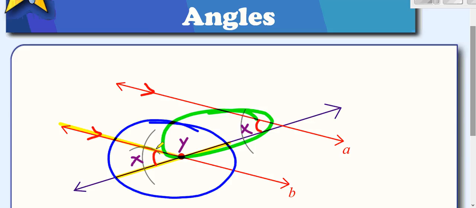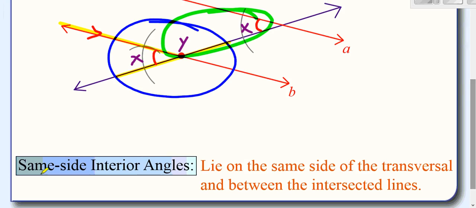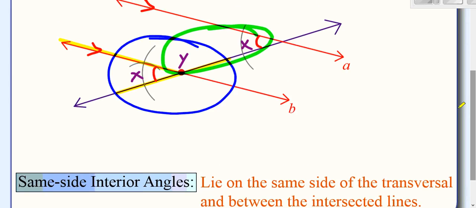So what that means is that we also know that x plus y equals 180. And that's one of the things with parallel lines. You get tons of angle relationships. One of them being this right here. And those are called same side interior angles. They lie on the same side of the transversal. As you can see, if we think of the transversal being sideways, they're both above the transversal. They're both on the same side of the transversal. And they are between the lines, between the parallel lines.